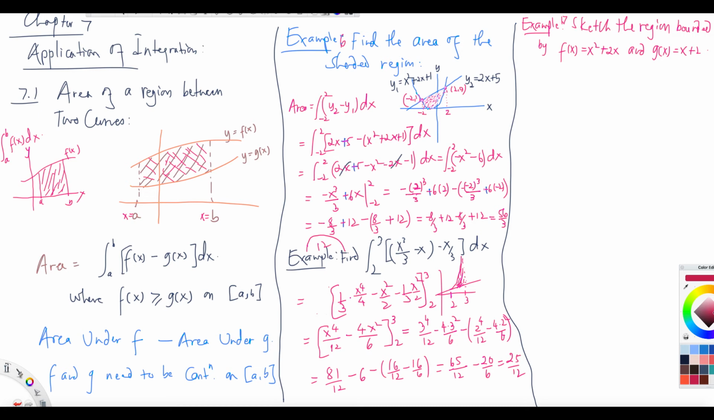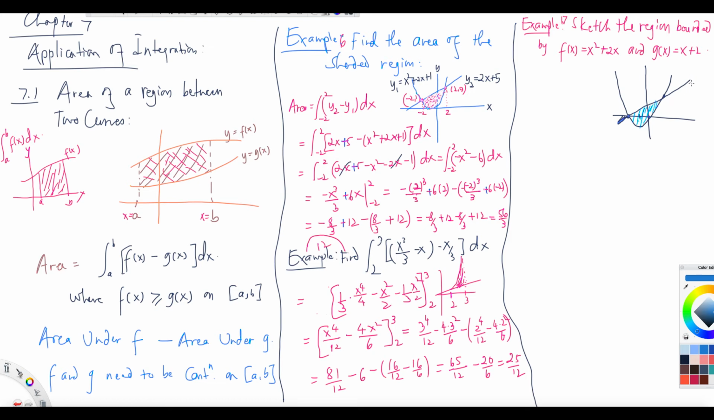First of all, you can use your calculator to sketch the graph. If you use your calculator to sketch the graph, this is what you will get. You will basically get this curve, x squared plus 2x, will look like this. And then the other curve is basically x plus 2. So x plus 2 will look like this, like that. I'm sorry, this is just a single line. If you set the curve, this is what you get.